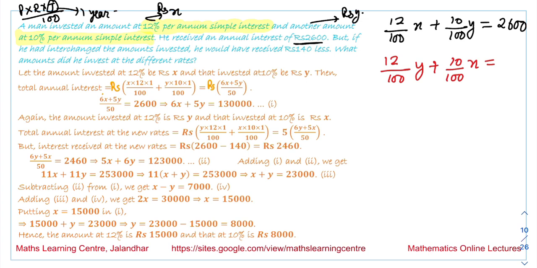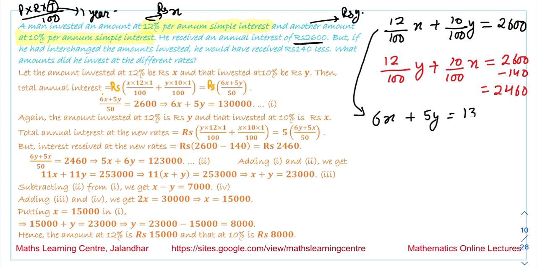The interest he would receive is 140 rupees less, that is 2600 minus 140. So this value is 2460. So the two equations we will get from this: on simplifying this first equation we will get 6x plus 5y is equal to 130,000. On simplifying this first equation we will get the equation in this form.